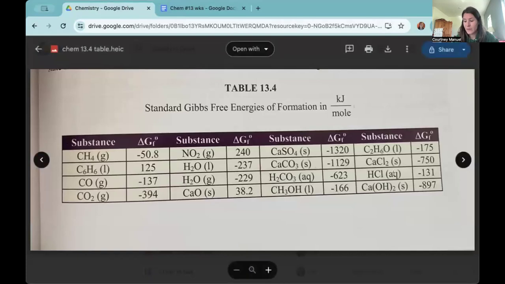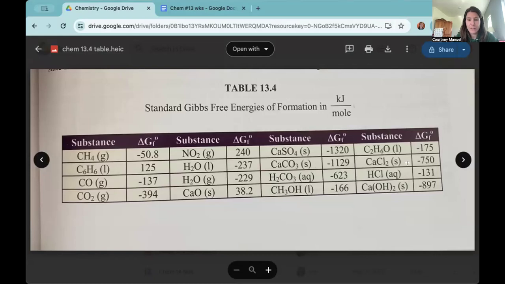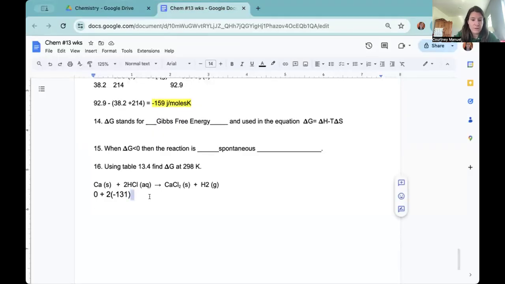Now let's go get our HCl, our hydrochloric acid. Here it is in an aqueous state, and it's a -131. There are 2 of these, so we're going to put in 2 times -131. All right, now we're looking for our calcium chloride. Here it is. Our calcium chloride is a -750. We're just using our chart, okay? There's only one of them, so we don't need to multiply it.